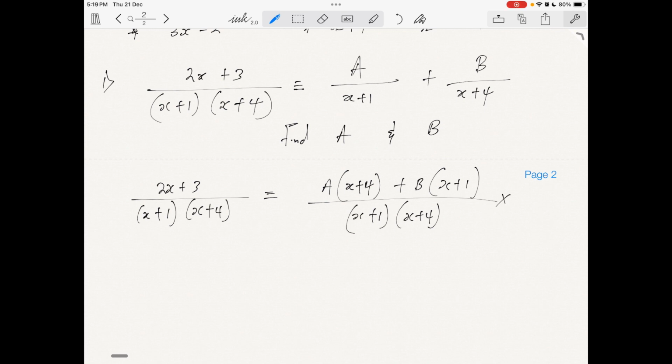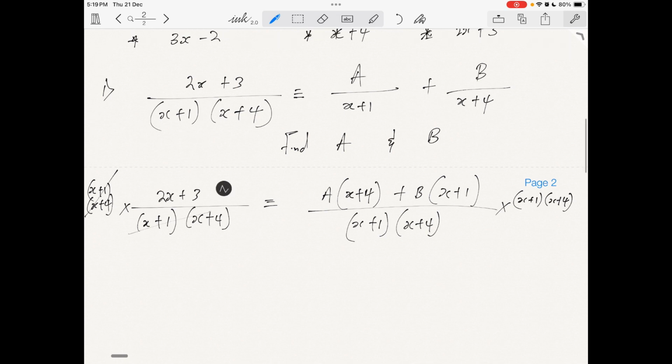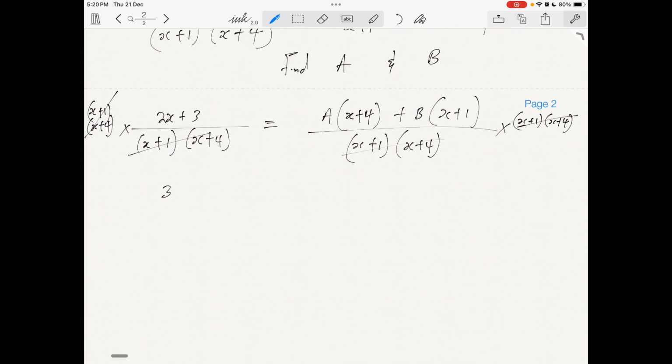So when we multiply both sides by x plus 1 and x plus 4, we also multiply this one by x plus 1 into x plus 4. So we realize that this will cancel out this, and this eventually cancels out this. So eventually we are left with 2x plus 3 is equivalent to a into x plus 4 plus b into x plus 1. Now when we arrive at something like this, there are two ways to solve the problem.